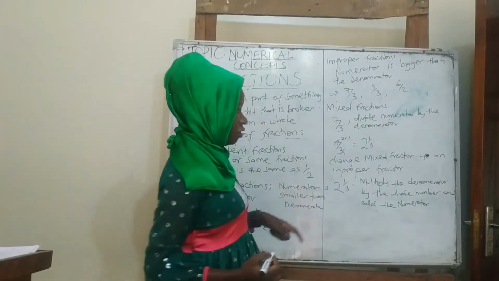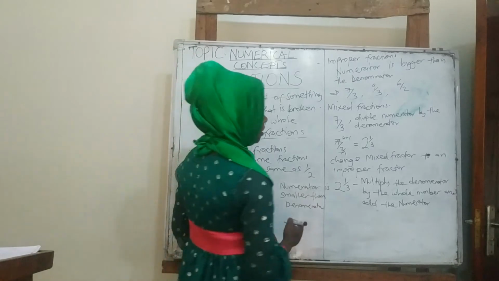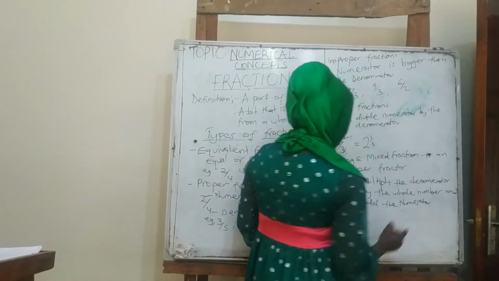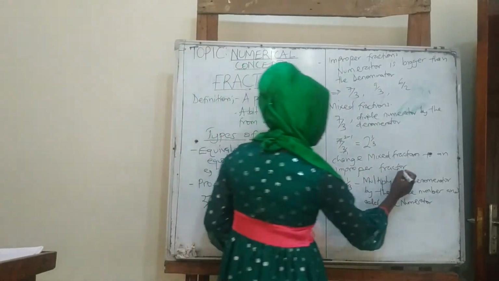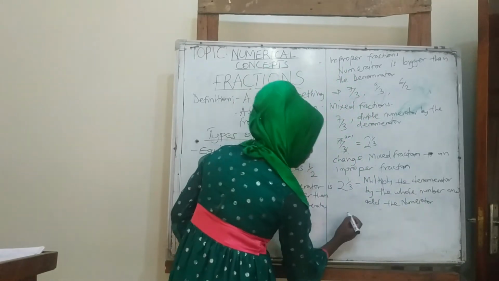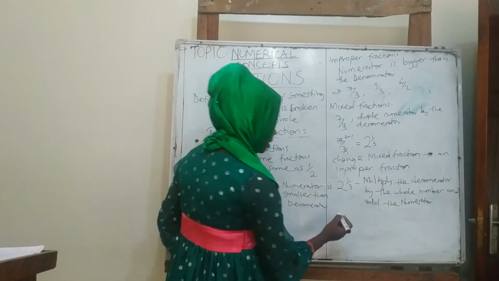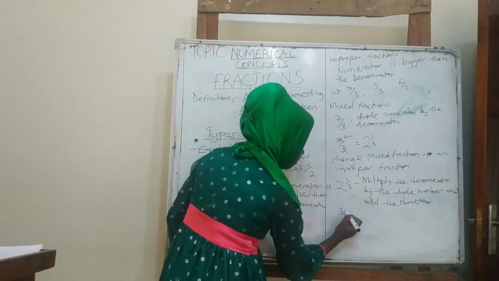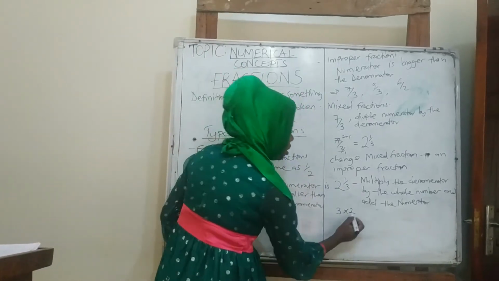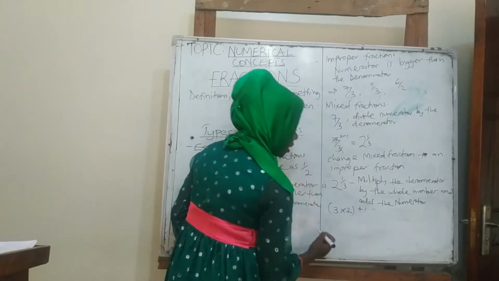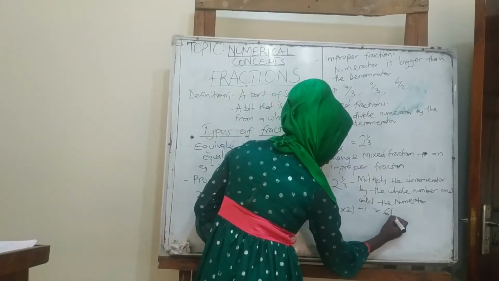That is, if we are changing from the mixed fraction to the improper fraction, we simply have: my numerator is 1, my denominator is 3. We are saying that we get 3 times the whole number, which is 2, and then we add 1. This gives us 6 plus 1.